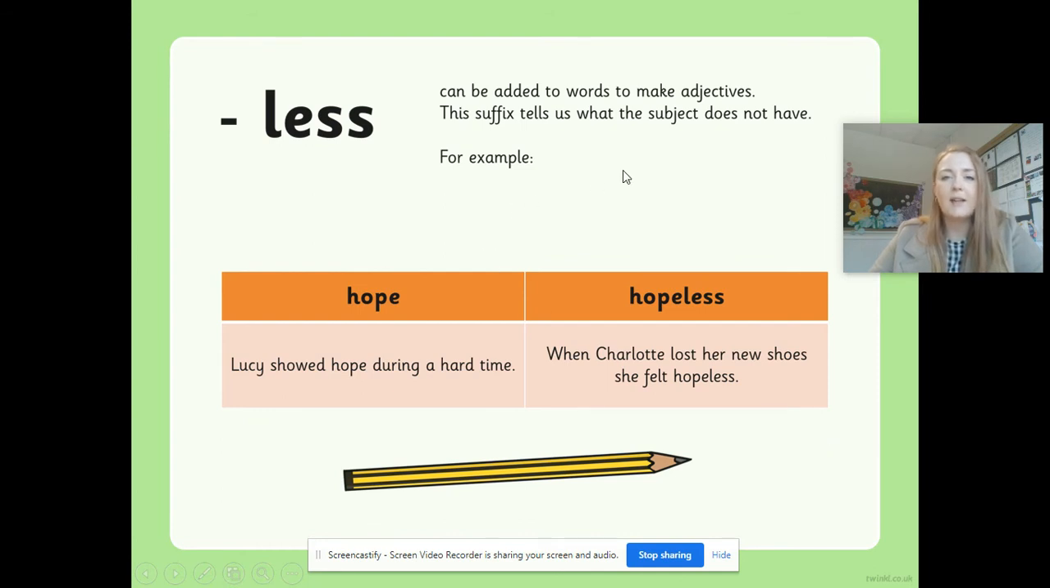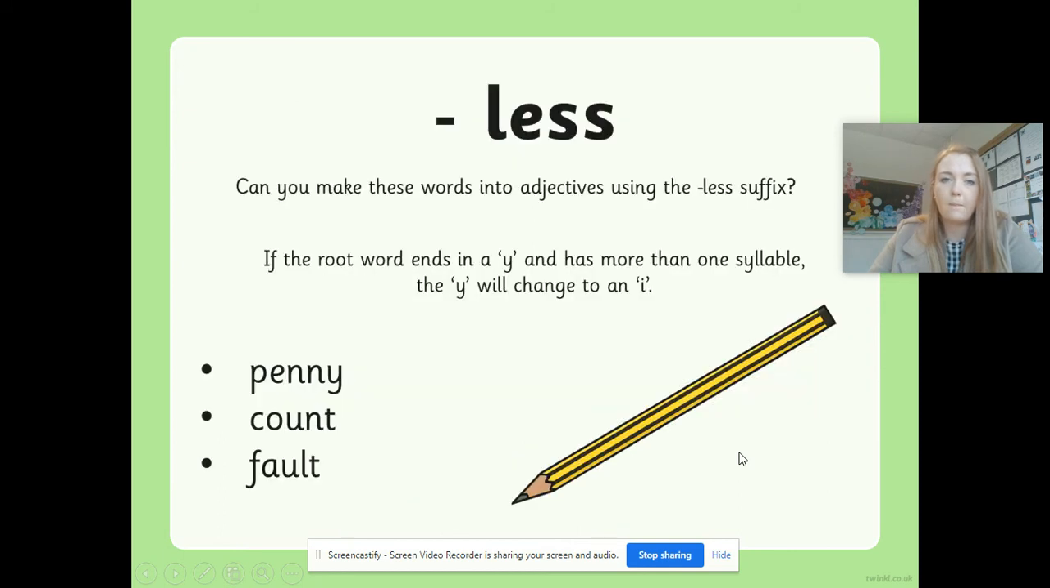Less. Less can be added to words to make adjectives. And this suffix tells us what the subject does not have. So it's missing something. We've used this quite a lot as well. So if our root word was hope, for example, Lucy showed hope during a hard time, we might say hopeless. When Charlotte lost her new shoes, she felt hopeless. That means that she doesn't have any hope. She's given up all hope. So it changes the word completely.